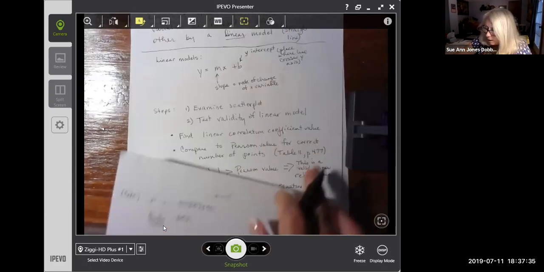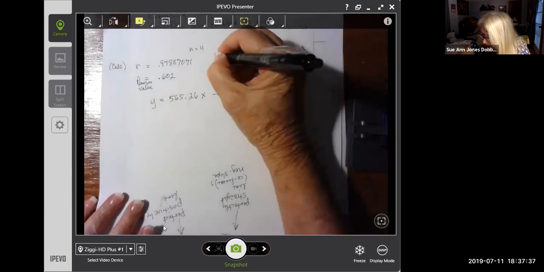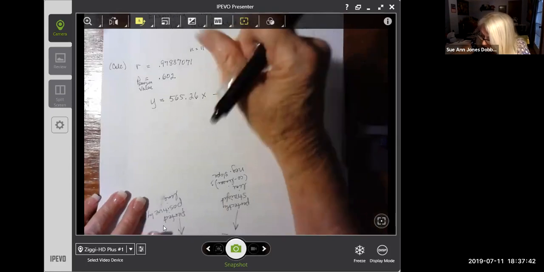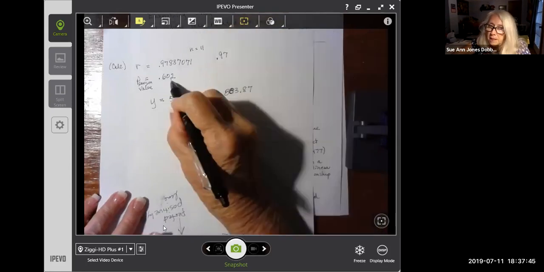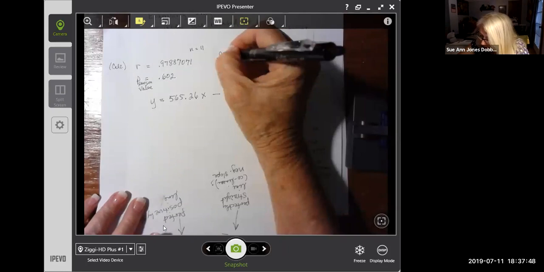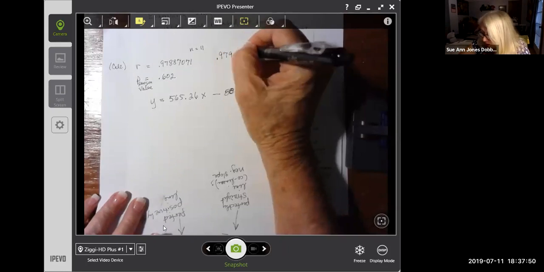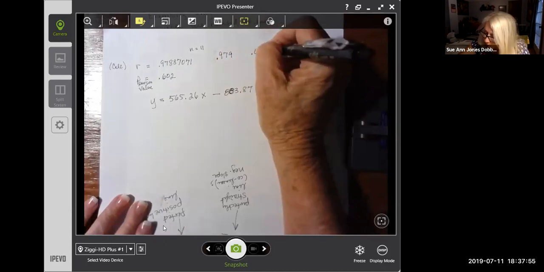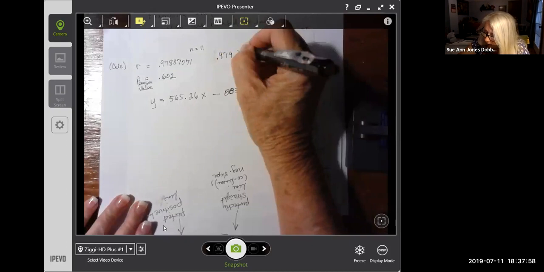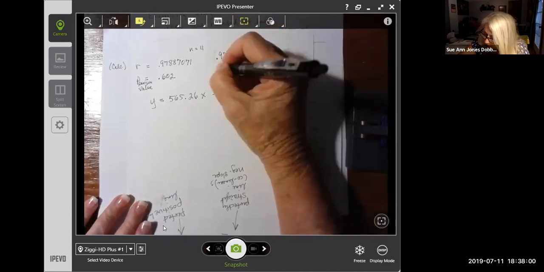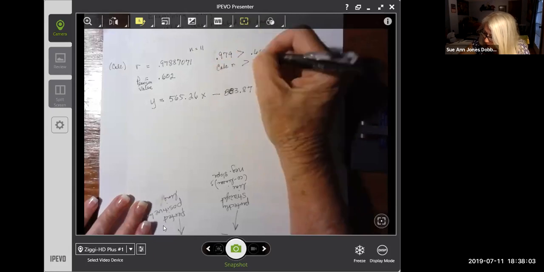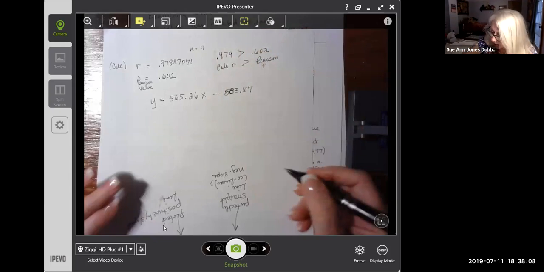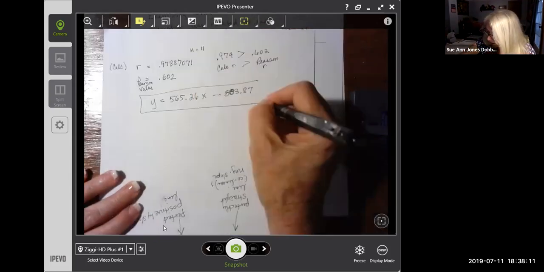I have to ask myself, is 0.97, and I'm going to round it to 3 places primarily to make it the same length as the Pearson values. Okay, 0.979. Is it greater than or less than or equal to the Pearson value? Well, clearly this calculated R is greater than the Pearson R. And the conclusion I reach is that this is a valid linear model.